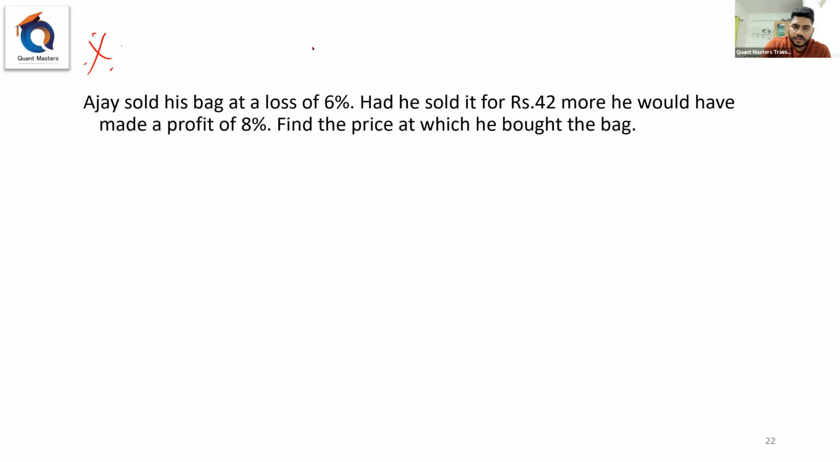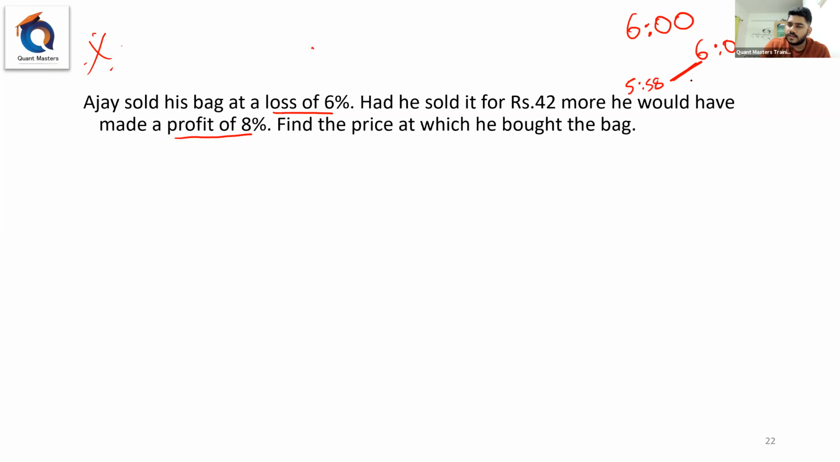6% loss means, you can think this way: I'm getting initially a loss of 6% and then a profit of 8%. So what is the difference? Let me take a simple example. Suppose your class is at 6 o'clock. First day, you're 5 minutes late, which means you're coming at 6:05. Second day, you're 2 minutes early, which means you're coming at 5:58.